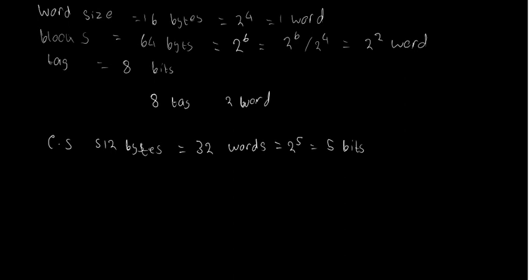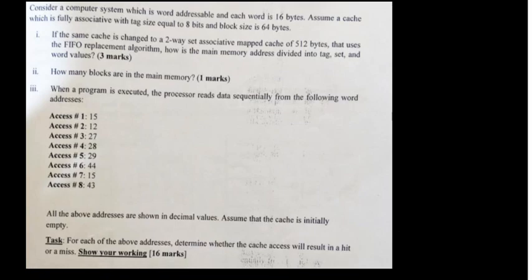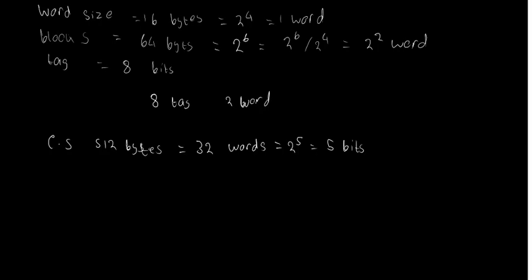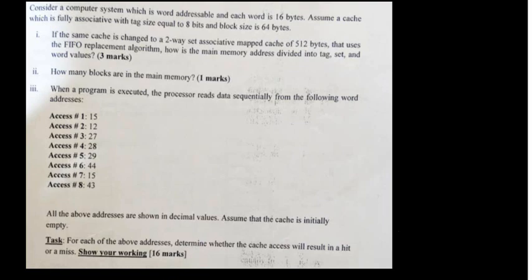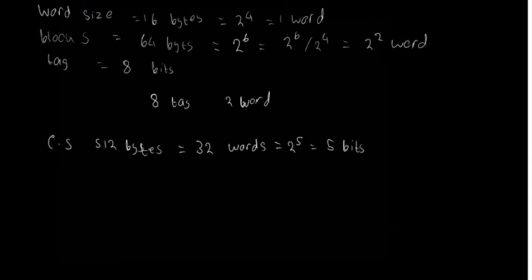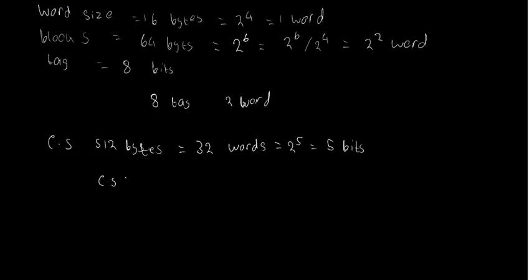Because what we want to calculate here, the first part of the question, is how this memory is split into tag, set, and then word values. So we know that it's a two-way set associative cache map. So our cache size is equal to k times 2 to the power d plus w, d being our set bits, w being our block, and k being our mapping. So you have 2 to the power 5 being the size of our cache.